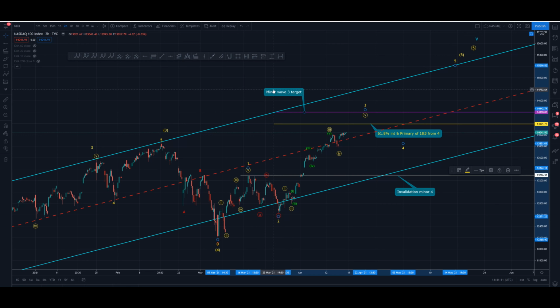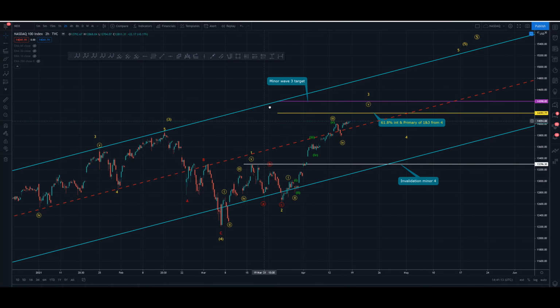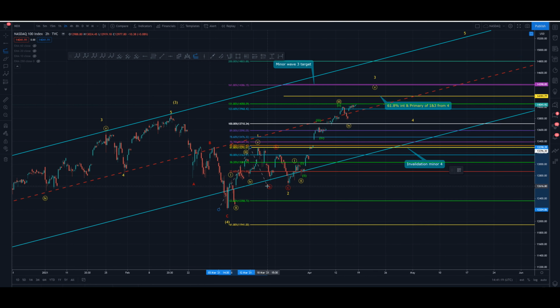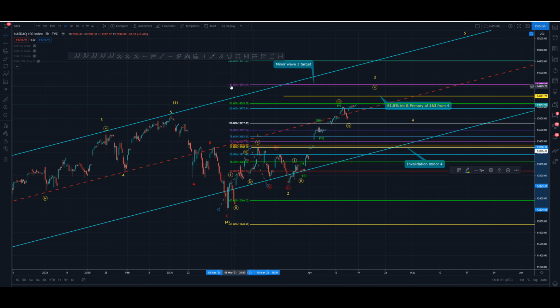The first one I want to discuss here is the minor wave 3 target. Now all I've done here is taken the wave 1 with our fib extension tool, come to the bottom of wave 2 and project the 1.618 extension for the wave 3. I've chosen this extension purely because we've already gone through parity at 100 and we've gone through the 123.6. I've got the 1318 here.